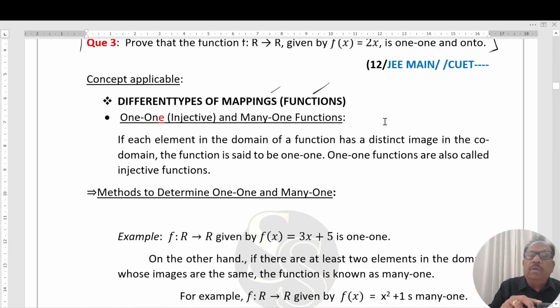What is a one-one function? If each element in the domain of a function has a distinct image in the codomain, the function is said to be one-one. One-one functions are also called injective functions. If it is not one-one, then it is many-one. There are a number of methods to find this.